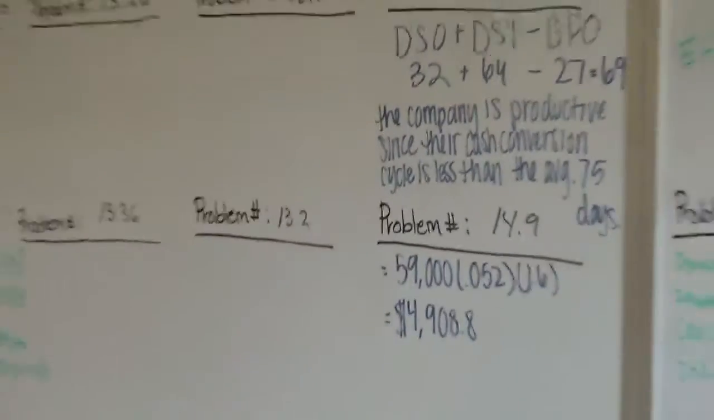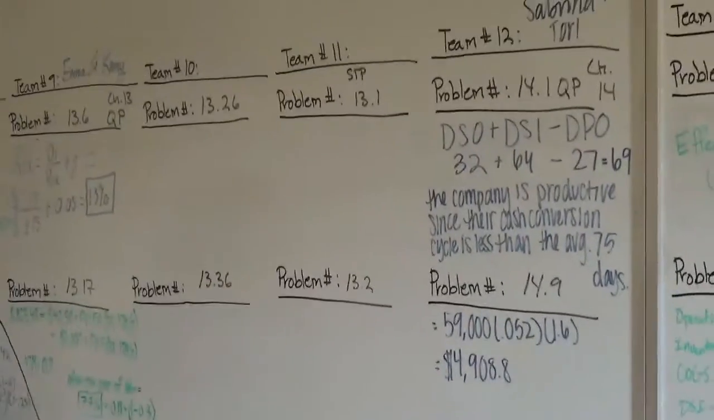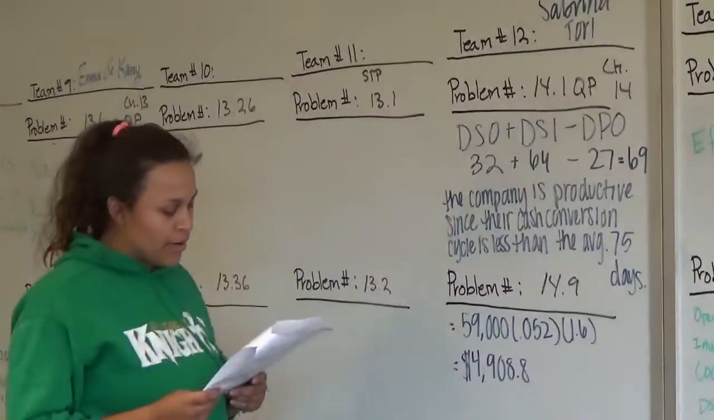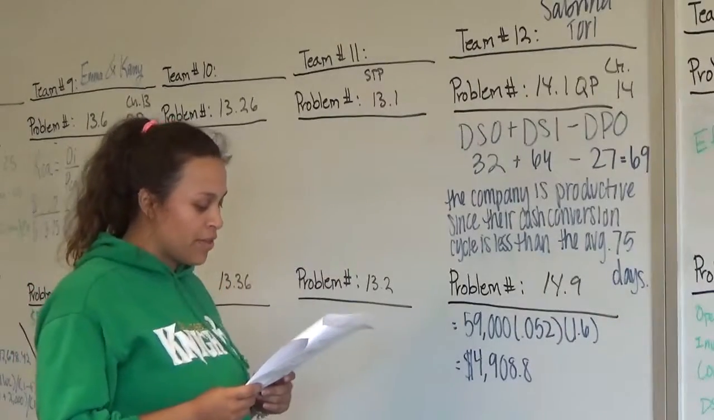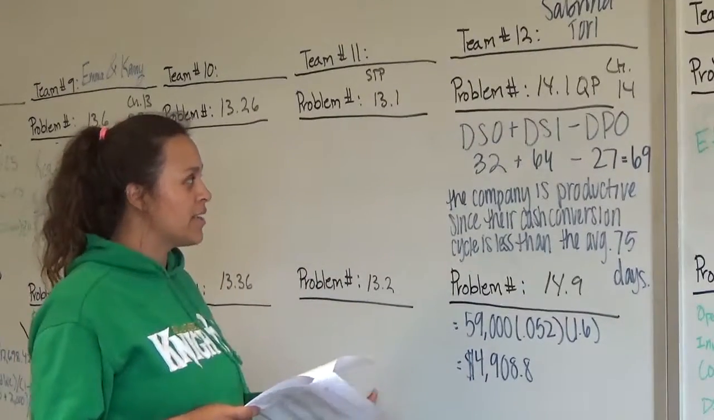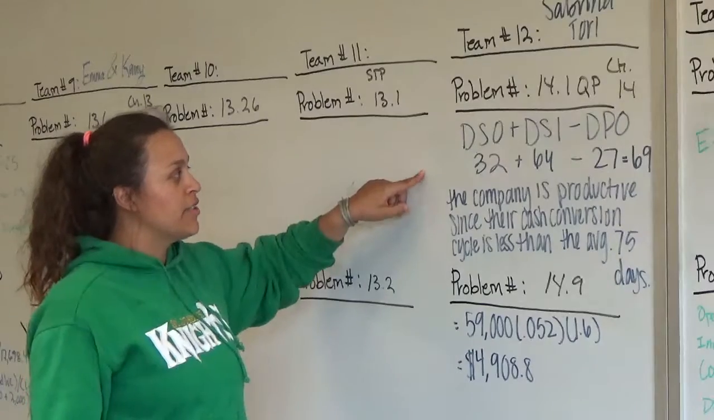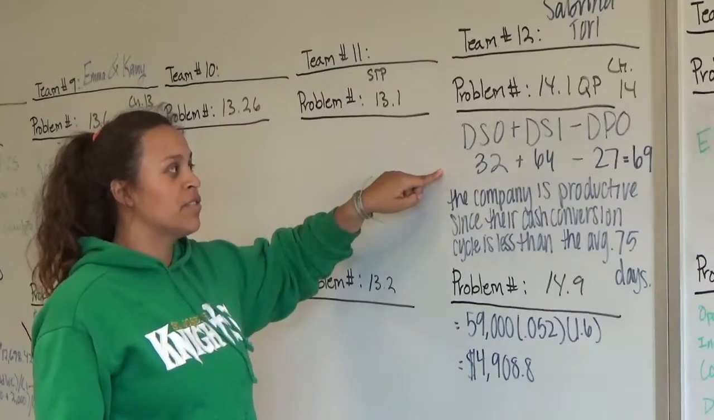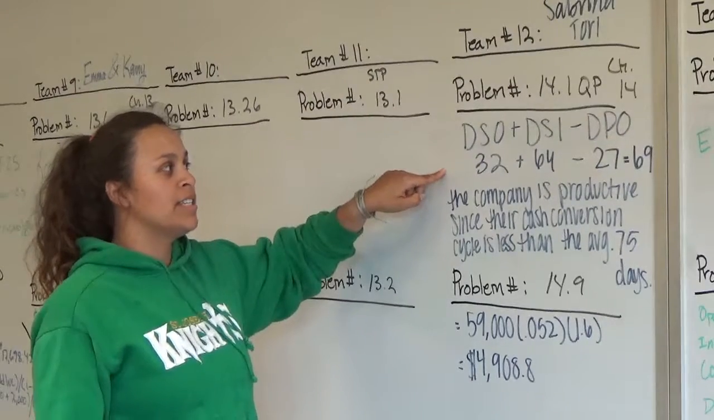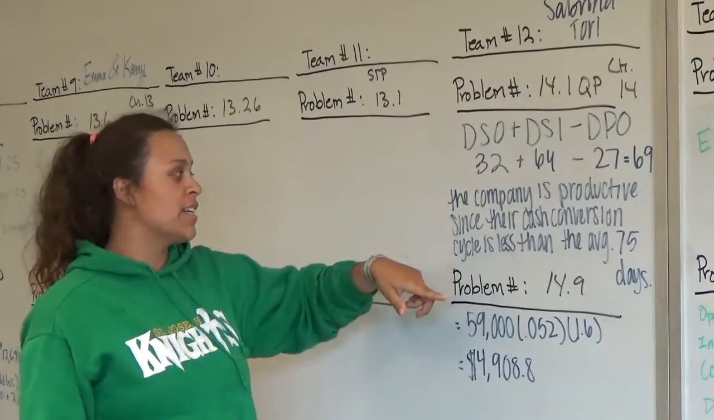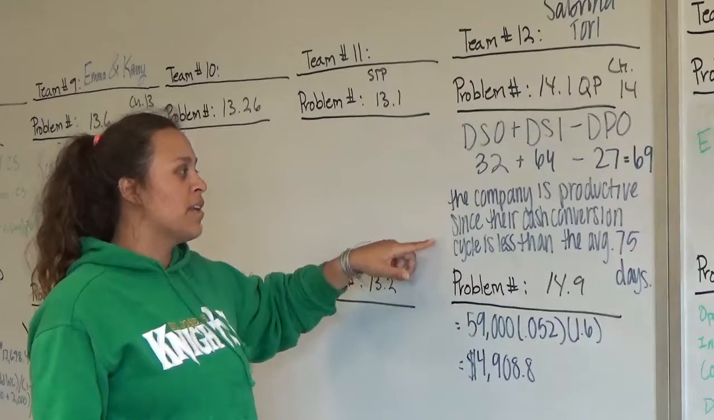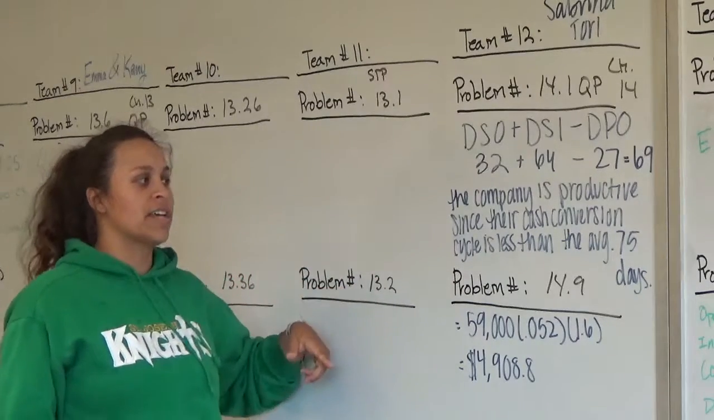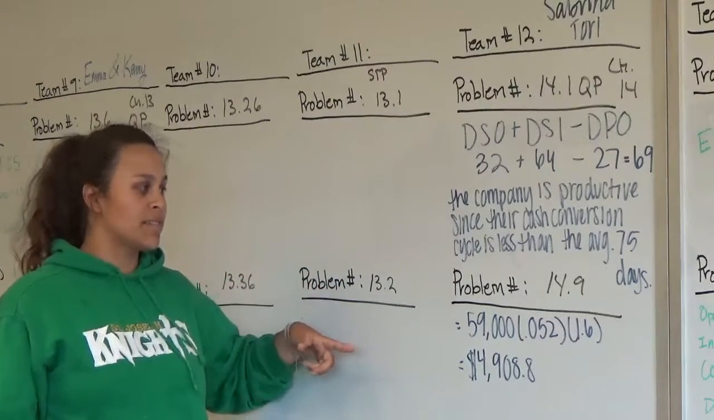So we had 14.1 and 14.9, and they're asking in 14.1, how does their cash conversion cycle compare with the industry average of 75 days? So we took their 32 days sales outstanding and added that to the days sales inventory and subtracted the days payable outstanding to get 69 days. And we determined that the company is productive since their cash conversion cycle is less than the average 75 days.